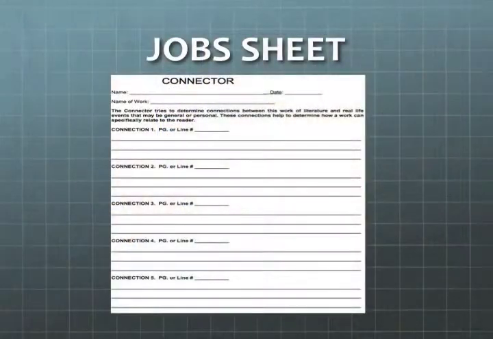This worksheet allows the connector to jot down a few connections and note especially the page number or line number that this particular idea comes from, because this will be very helpful later when a student has to write an analysis of the work. This is kind of a pre-writing sheet that someone can use.